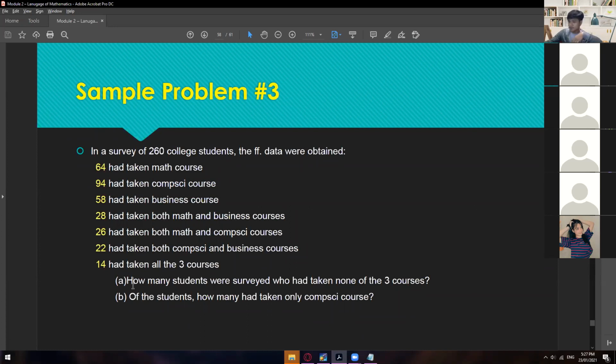So here are the questions. How many students surveyed had taken none of the 3 courses? Because out of 260 college students, there were actually students who didn't enroll in anything. So you have to find that count of students. For letter B, of the students, how many had taken only the comsci course? Don't get confused with this one. This comsci 26 is in combination with other courses, so it is not the individual total of students who have only taken comsci.